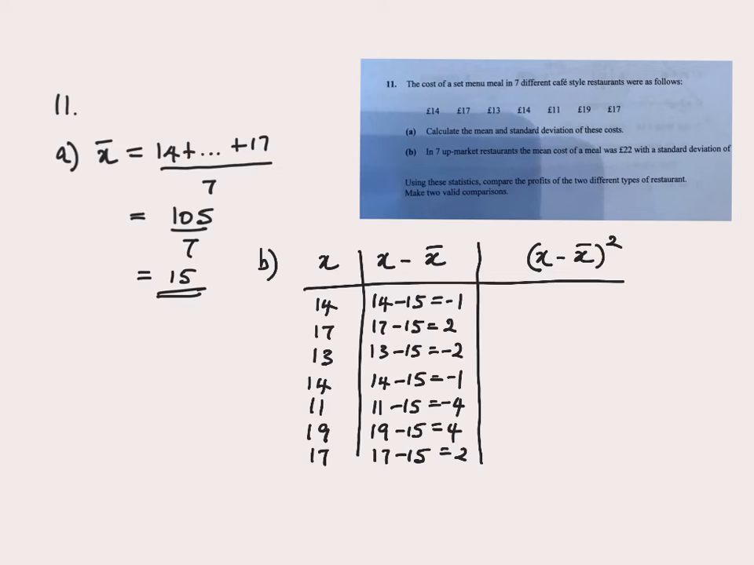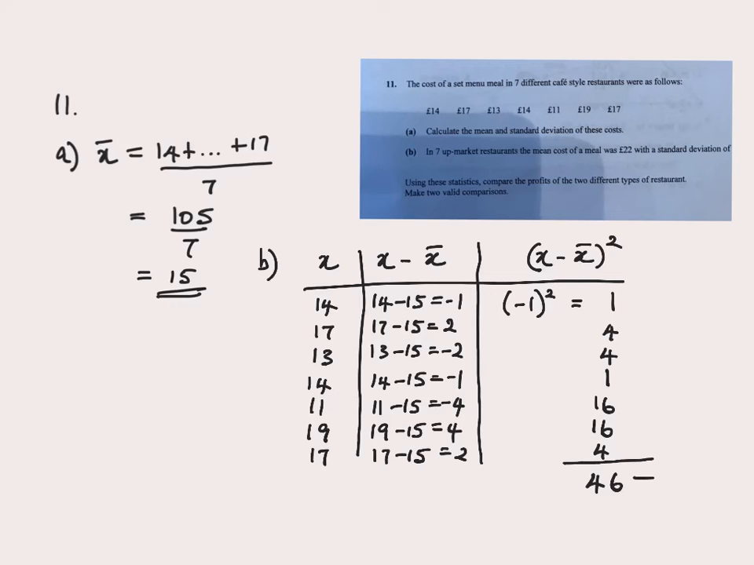Now we want to square each of these values. Be careful here. If you're going to use the calculator, put a bracket around the negative number and then square it. You can't have any negatives in this column. So 2 squared is 4, minus 2 squared is also 4, minus 1 squared is 1, minus 4 squared is 16, 4 squared is 16, and 2 squared is 4. We want a total here. 4 and 16 is 20, 36, 40, 44, 45, 46.